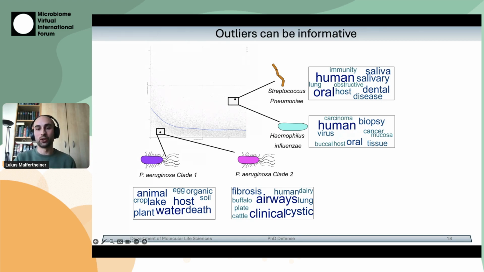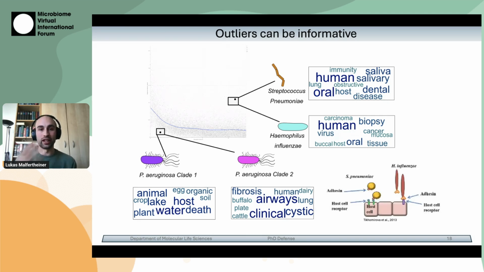And on the other hand, if we have pairs that are very distantly related to one another, such as Streptococcus and Haemophilus, they are still found in very similar communities, in this case, also in the human oral microbiome. And in this case, these two species have actually been shown to interact and to even form biofilms together. But while this pair is known, we have a lot of them that are not known, and that we provide as a list to find new potential pairs of interacting microbes.